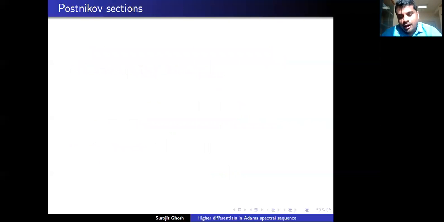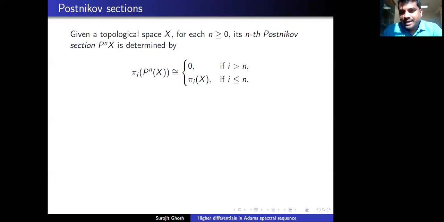Now, our first attempt is to understand the Postnikov sections. Why do we want to understand Postnikov sections? The Postnikov section is a tower of fibrations we are looking for, which has very good control over its fibers. All its fibers are Eilenberg-MacLane spaces with very computable homotopy groups. Let me define the Postnikov section for a topological space. Given a topological space X, and for each non-negative n, we can assign another topological space P_n X, whose homotopy groups vanish beyond n and are exactly the same as those of X up to dimension n.